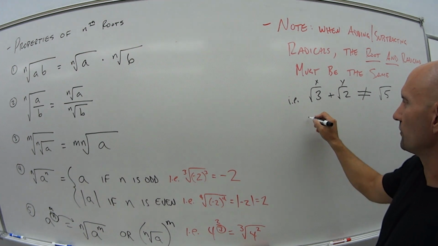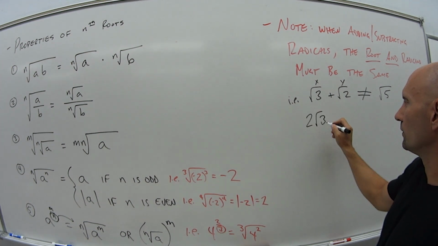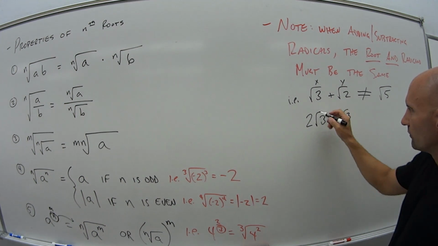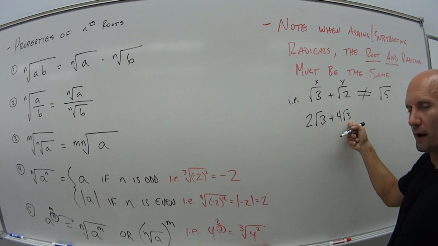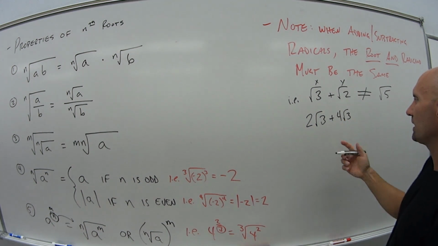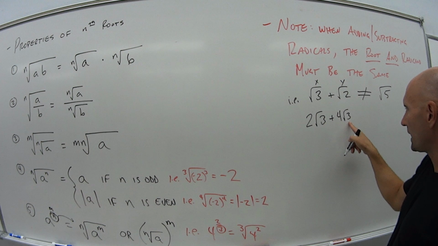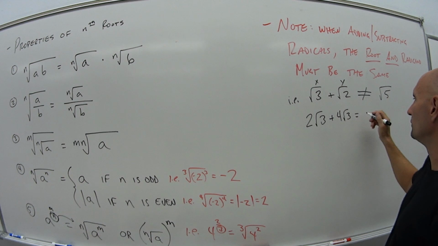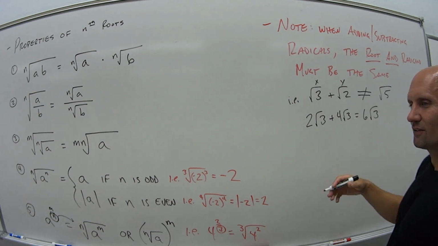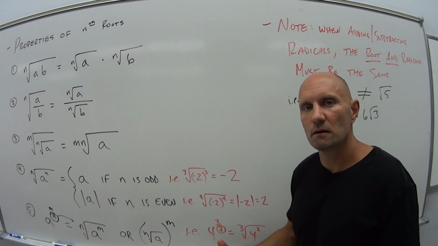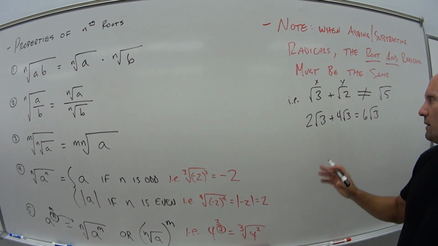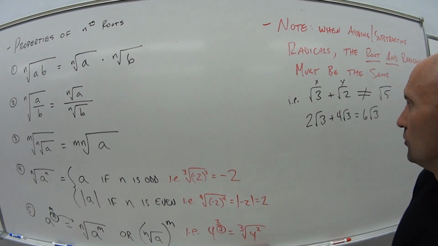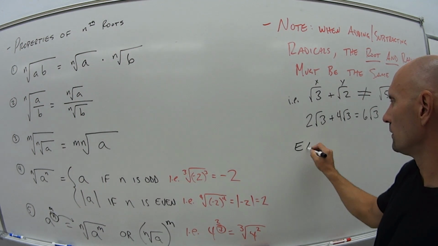But what I could do is if I have like 2 square root of 3 plus 4 square root of 3. So if this is like an x, 2x plus 4x is 6x. That I can do. The roots are the same, the radicands are the same. So I have 2 square roots of 3 and 4 square roots of 3. So what I have really is 6 square roots of 3. So that's the only way we could add or subtract if there was a minus sign there. It's the only way that we can do it.